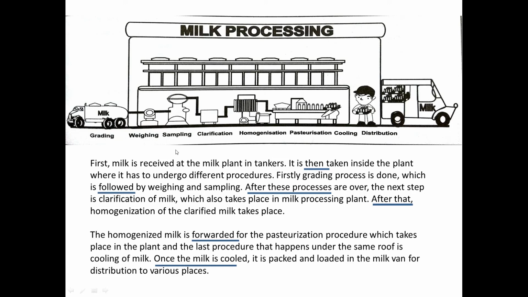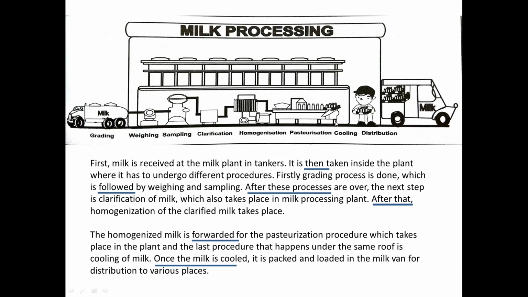To link every process, I have used different linkers over here. Firstly I have used "then", and in the next sentence I have used "which is followed by", and then in the next I have used "after these processes are over, the next step is", and in the last sentence I have used "after that". So you have to just link every process, and to do that it is required that you know different synonyms, so you don't have to write a single word again and again, and it is required that we avoid repetition of a single word.